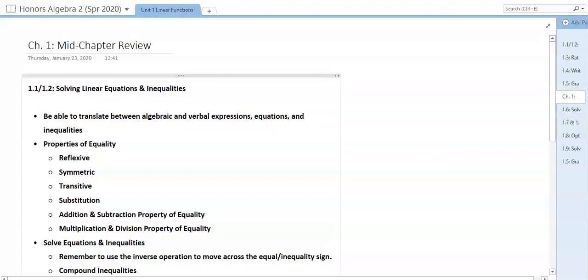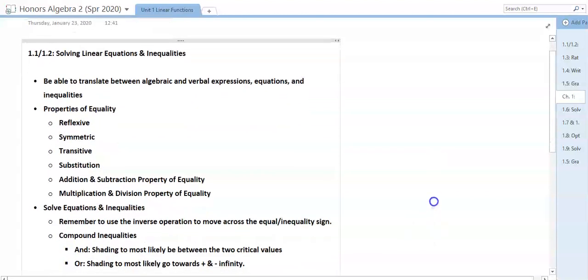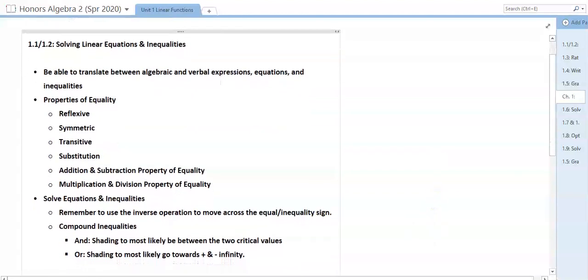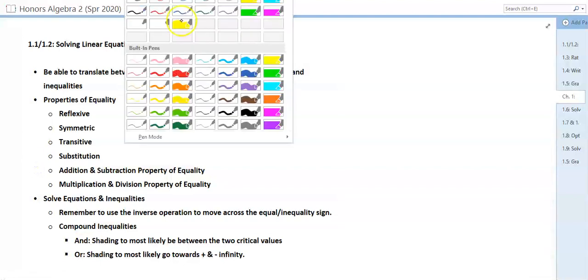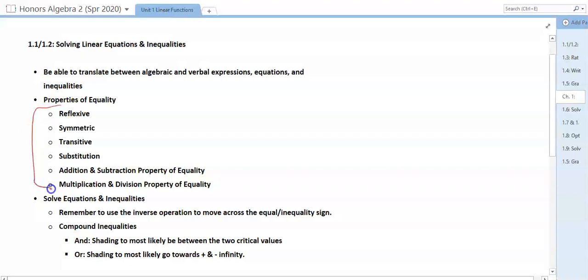In 1.1 and 1.2, we talked about solving linear equations and inequalities. And so things that we needed to be able to do, you need to be able to translate between their forms in algebraic and verbal for expressions, equations, and inequalities. We had 8 properties as we look at here: reflexive, symmetric, transitive, substitution, addition, subtraction, the property of equality, and the multiplication and division property of equality.